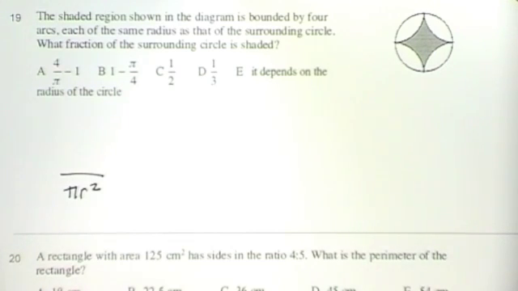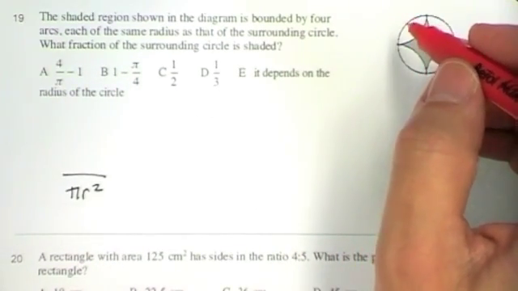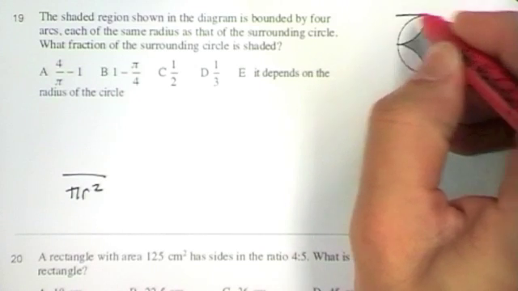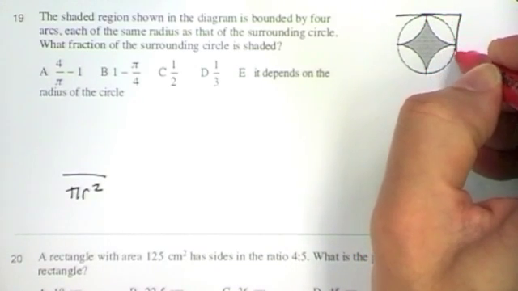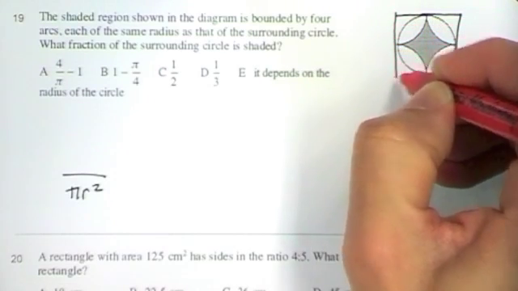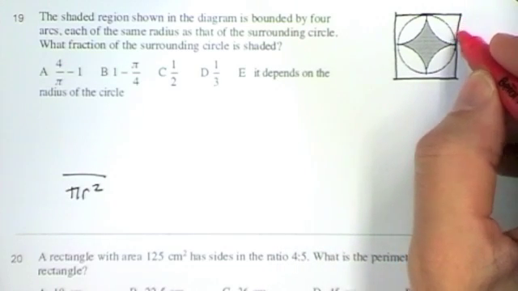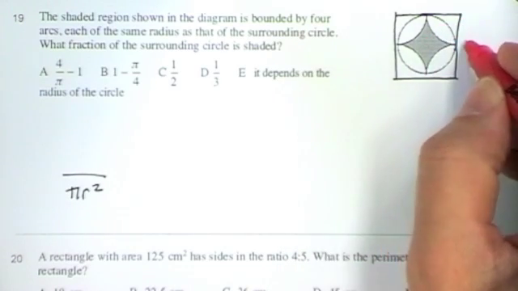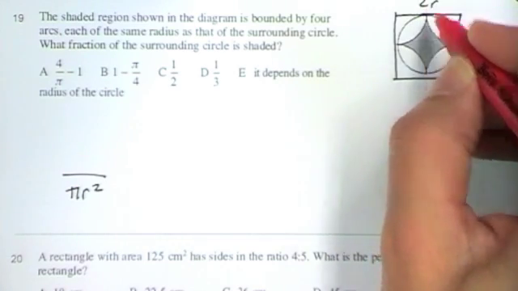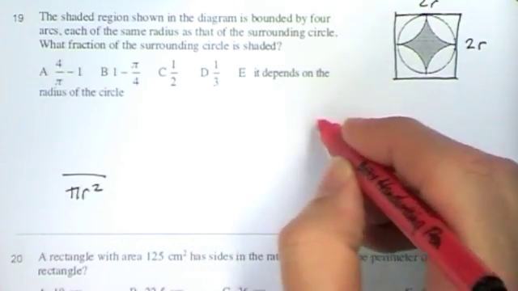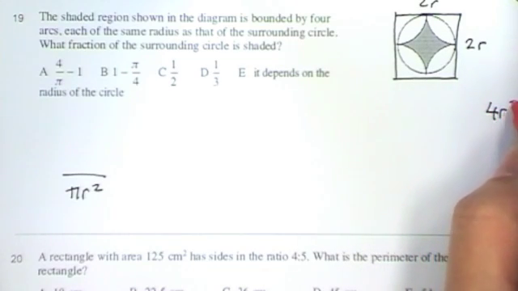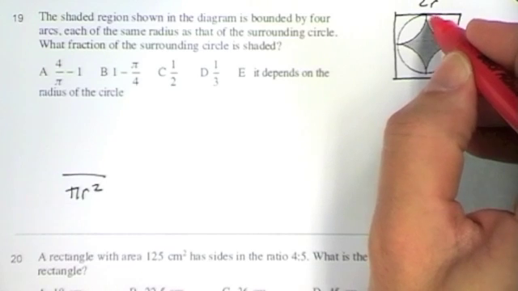Now the way I'll do this is actually more of a trick. It's taken me a bit of time to fathom it out, but if I draw a square around the circle, touching the circle, then this side here would be 2r, that would be 2r, and that would be 2r, so the area of the square would be 4r squared.